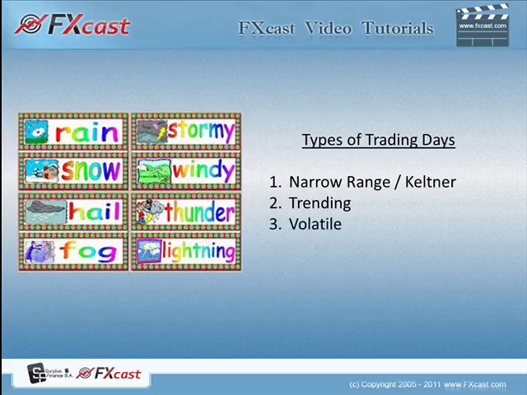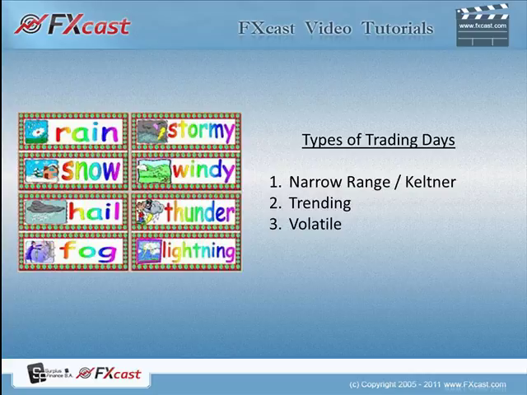Trending days, volatile days. Of course, we know a trending day simply is when the market is moving in a direction, takes a moment and breathes, perhaps pulls back, and then continues in that direction, takes a moment and breathes, pulls back, and continues on. There are different trades that you're going to take on a narrow range day. You may take advantage of that small range and do counter trend trades, than you would on a trending day where you're looking to buy the pullbacks.